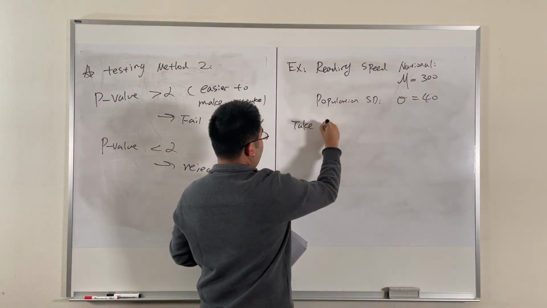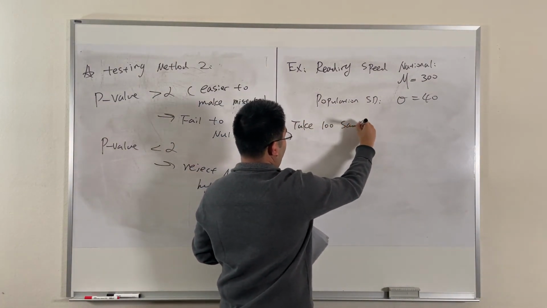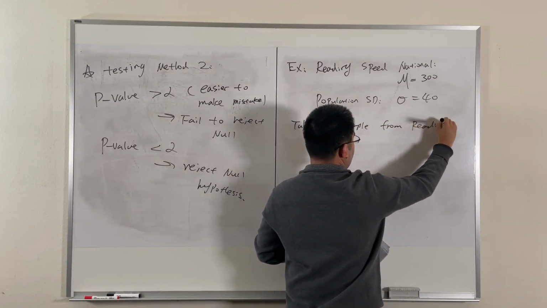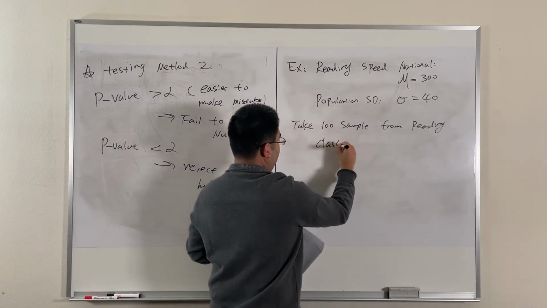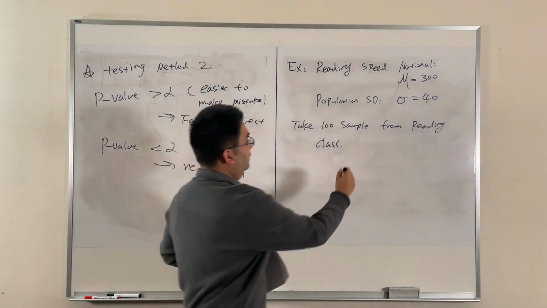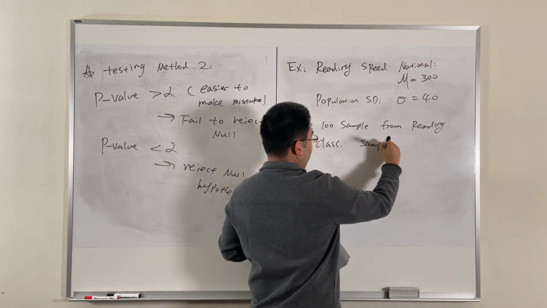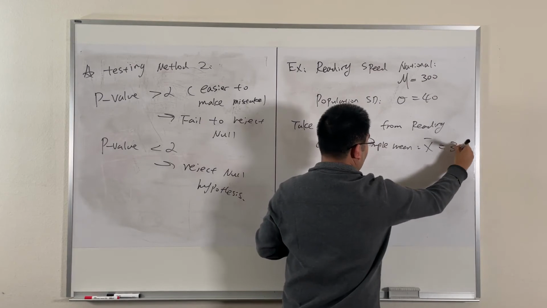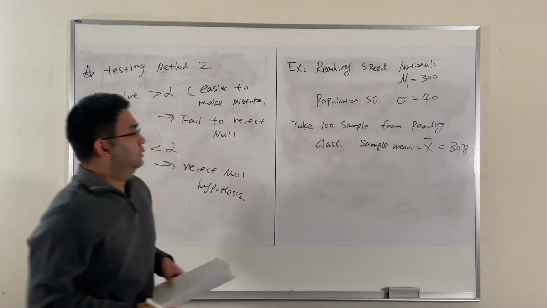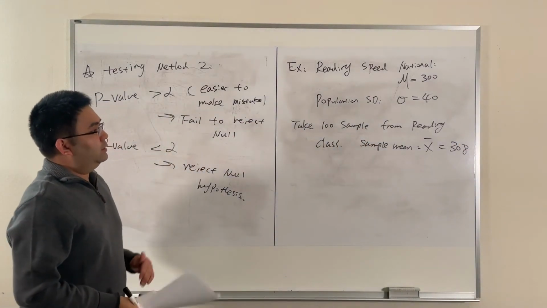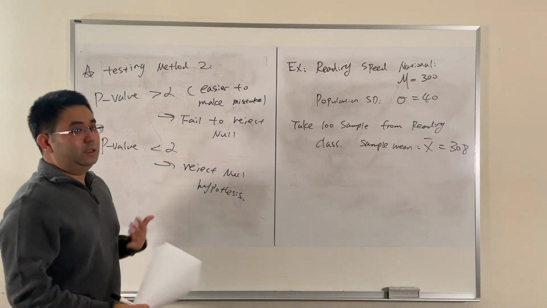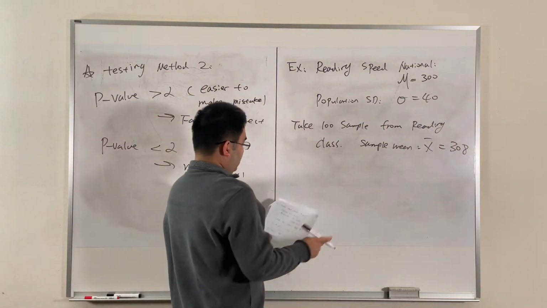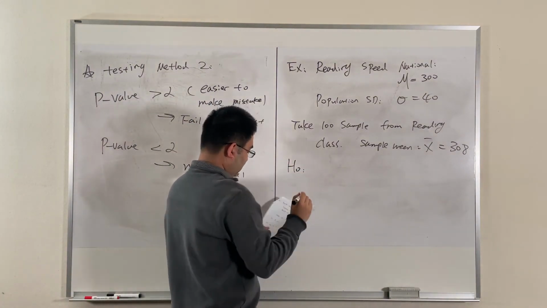So you take a sample from the reading class. And the sample mean you get, the X bar equals 308, right? And now the question you want to ask is whether this class improves your reading speed, can help you increase your reading speed. Okay. So our null hypothesis, let's say it's not.